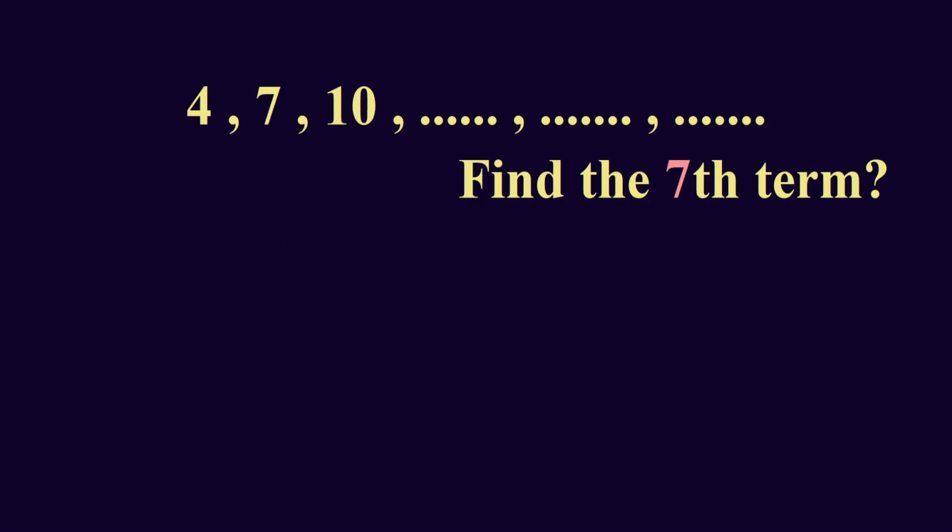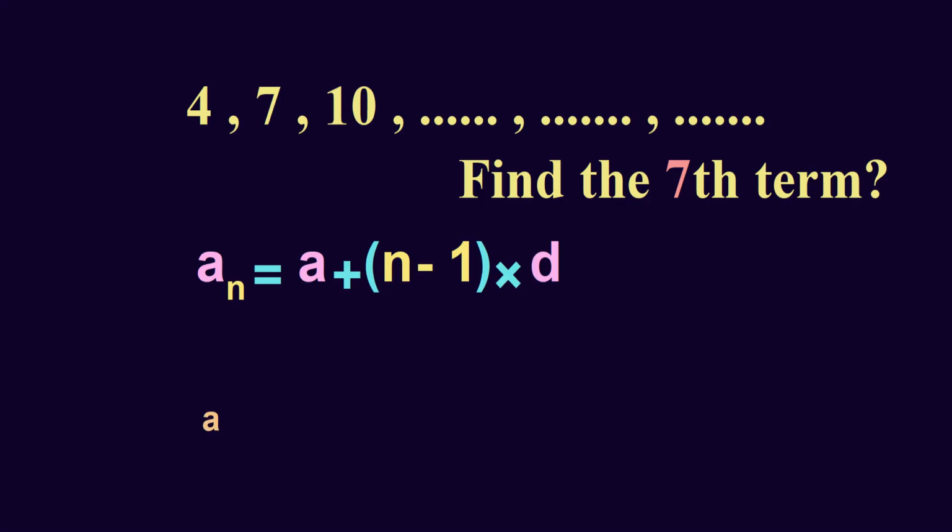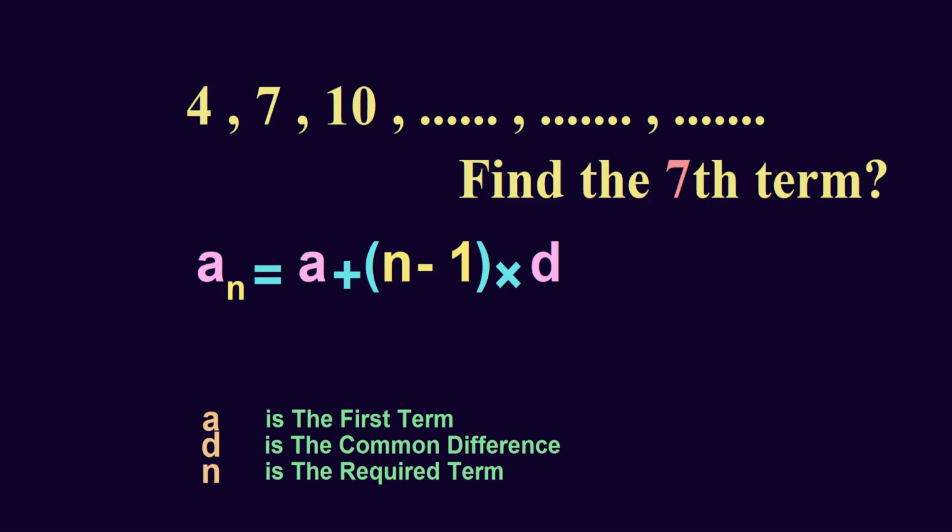In this method, we use the formula a_n equals a plus n minus 1 times d, where a is the first term, and d is the common difference, and n is the required term. From our problem, the first term a equals 4, and the common difference d equals 3, and the required term n equals 7.